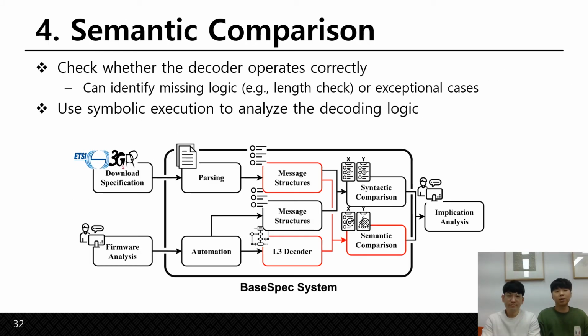Although syntactic comparison checks the correctness of embedded message structures, the decoder function can also have errors. Therefore, we semantically check whether the decoder function operates correctly with symbolic execution. From this analysis, we can find missing logic of the decoder or exceptional cases.